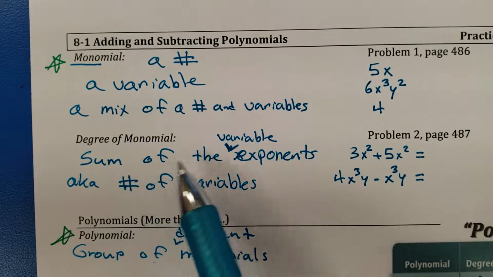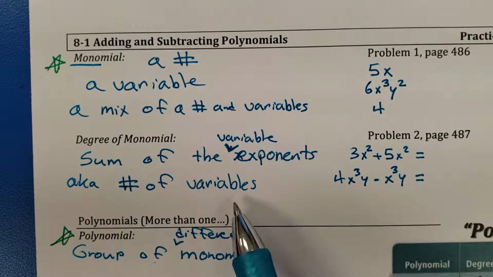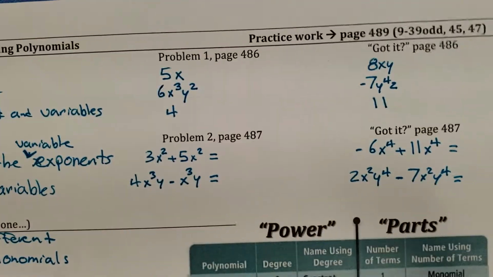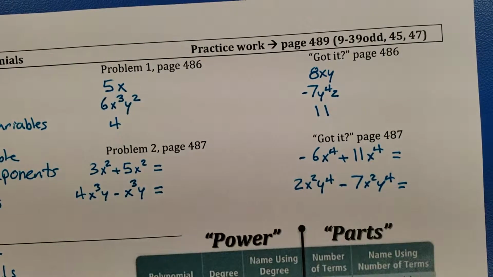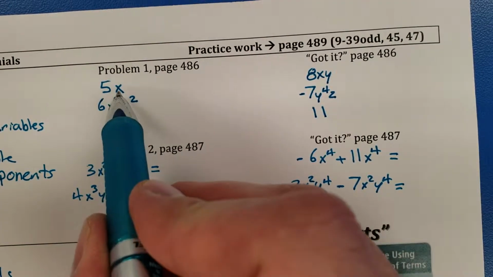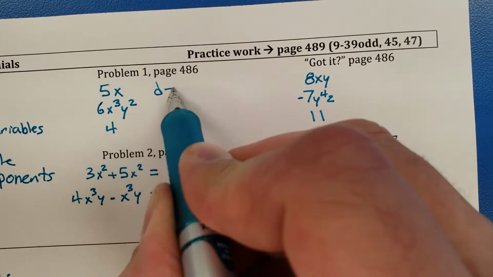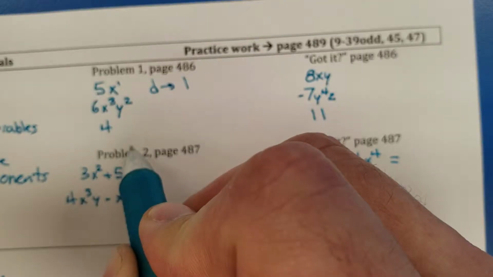They say it's the sum of all the variable exponents. I like to think of it as just the number of variables, if you were to write it out, so to speak. So here's problem number 1 and problem number 2, and also the got it questions. So here we go, right away. We have 5x. That is a monomial. Its degree is 1 because it has a single x right there.